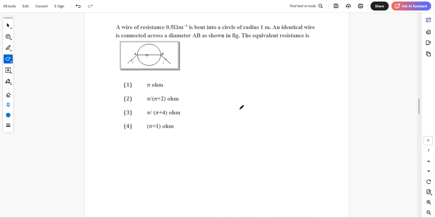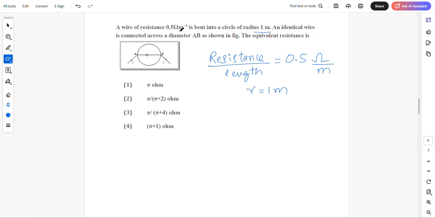Now here a wire of resistance 0.5 ohm per meter. Okay, resistance per length is given. Resistance per length is given. This is very, very important. Resistance per length is equal to 0.5 ohm per meter, given. Ohm per meter. It is bent into a circle of radius. What radius do they give? Radius is equal to 1 meter.